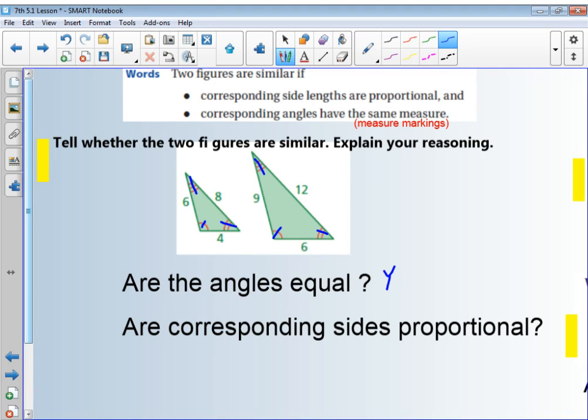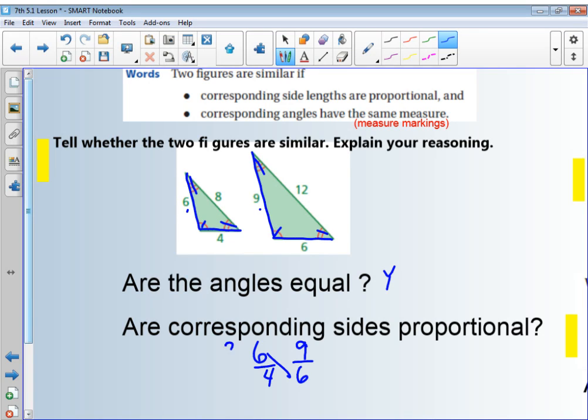Here, you don't have to check all 3. You can pick 2 sides from one triangle, and then you have to use the same 2 sides on the other triangle. So maybe I'm going to choose to use these 2, 6 and 4. I'm going to set it up as 6/4. We have to use the same sides on the other triangle and match similar sides. So wherever I had 6, I have to put the 9. So 9/6. Now I'm going to check cross products.